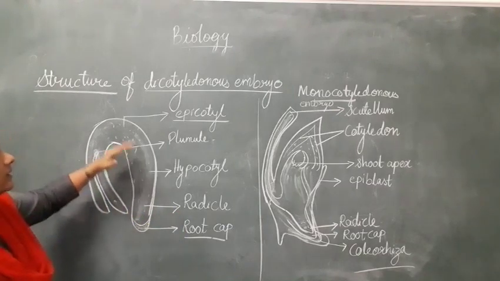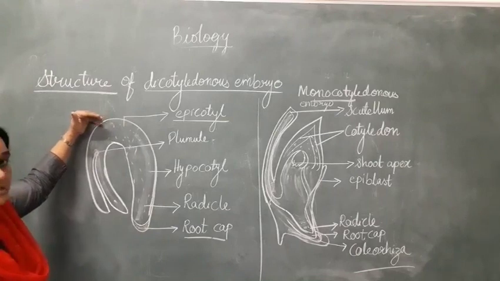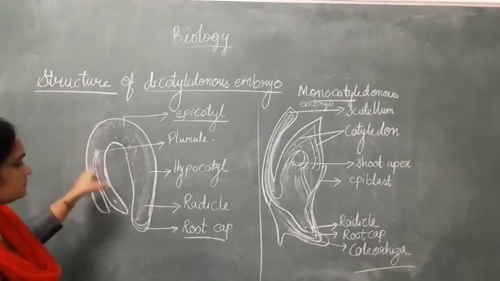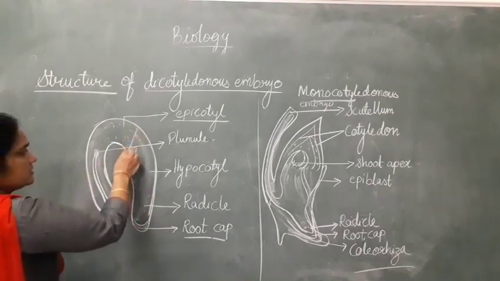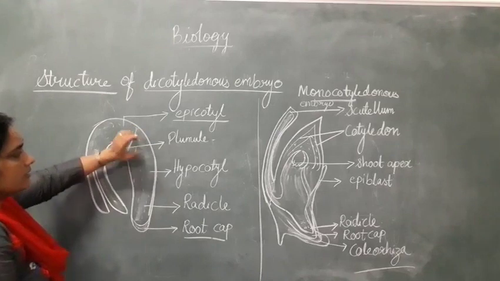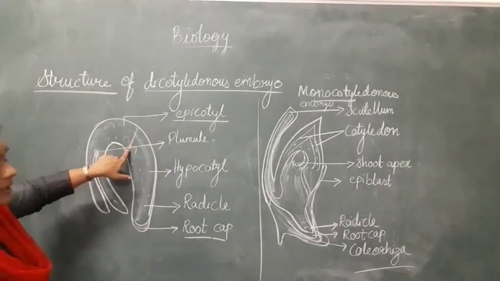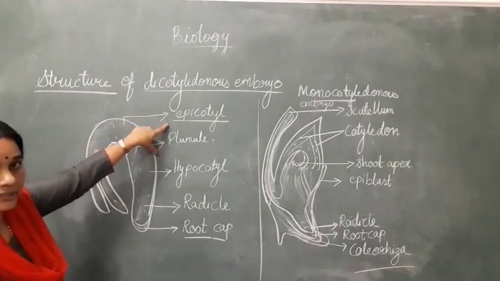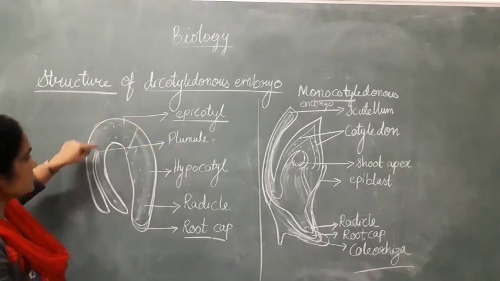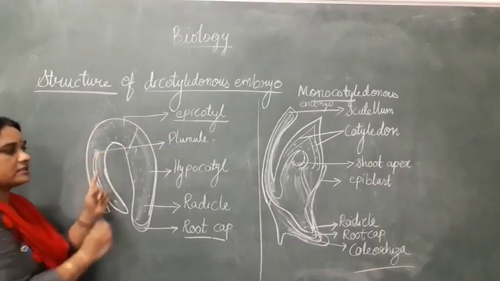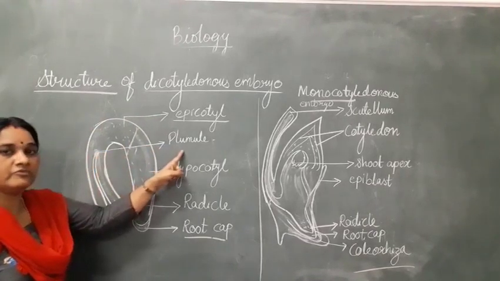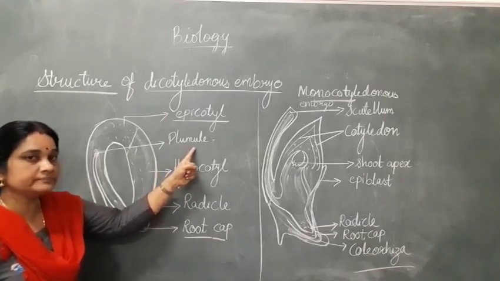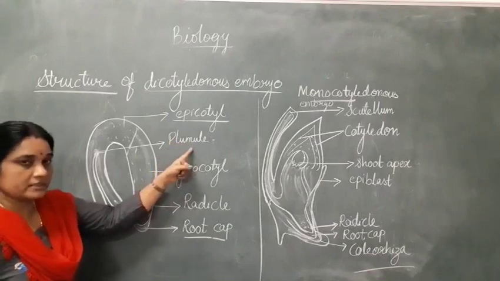Now the structure of a dicotyledonous embryo, very important. The main structure is the embryonal axis. This is the axis over here, and above the embryonal axis you have the part known as epicotyl. Here in the center, as we studied in the previous part, this is the plumule, which consists of a lot of meristematic tissues which give rise to the shoot system.